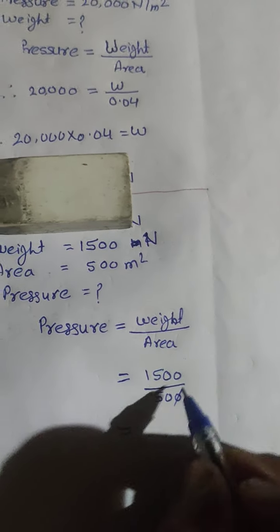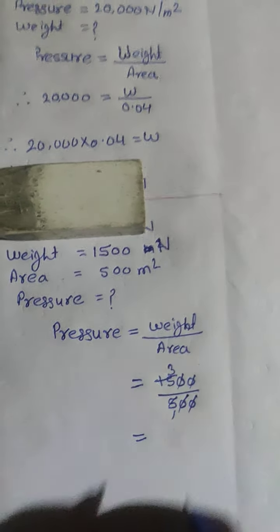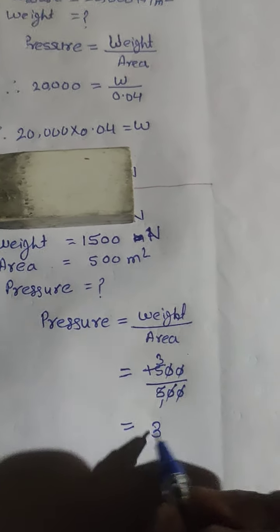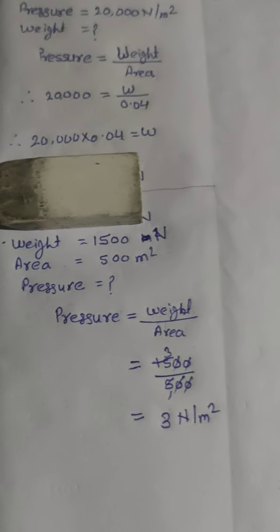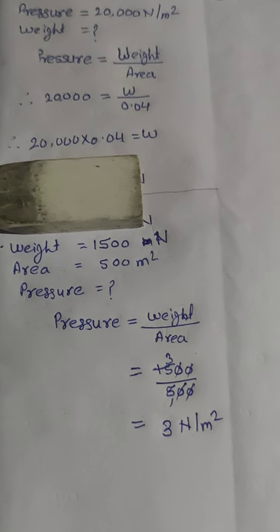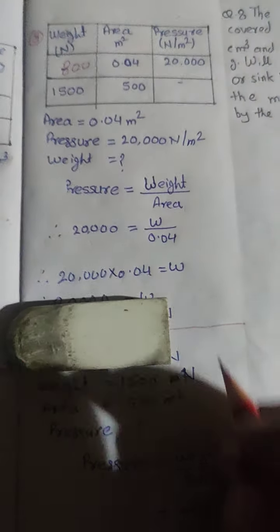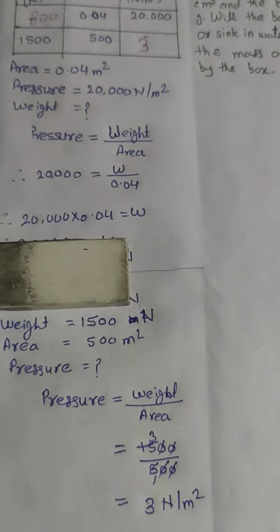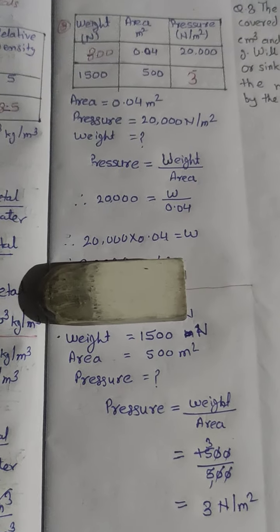Very simple, just cancel 0 by 0, then 5 ones are 5, 5 threes are 15. So we got 3 Newton per meter square. So the second answer is 3 Newton per meter square. We write this 3 in the above table. Understood everyone? Now come to question number 7 and 8.